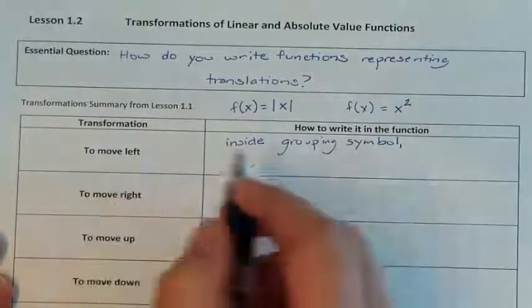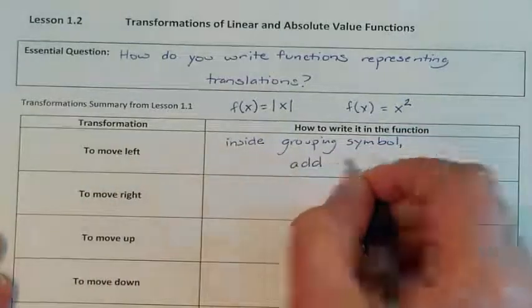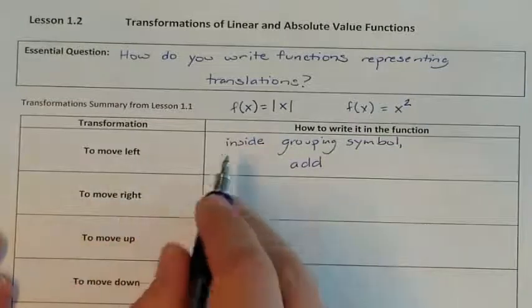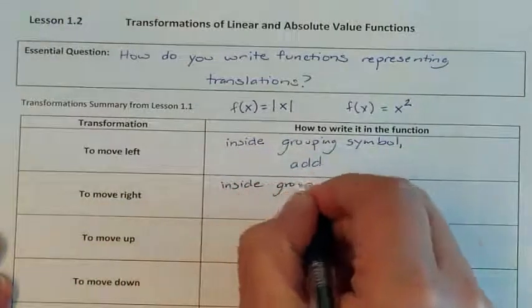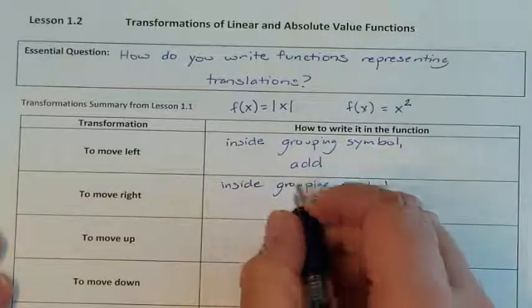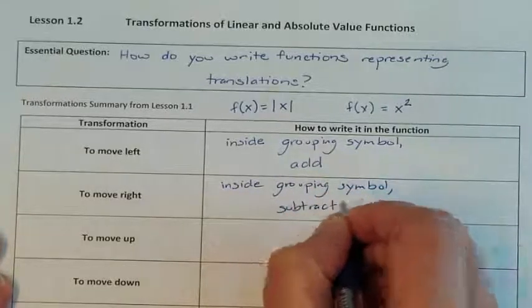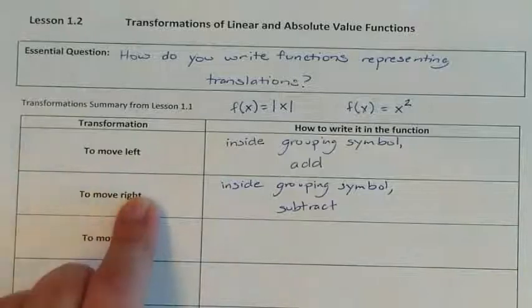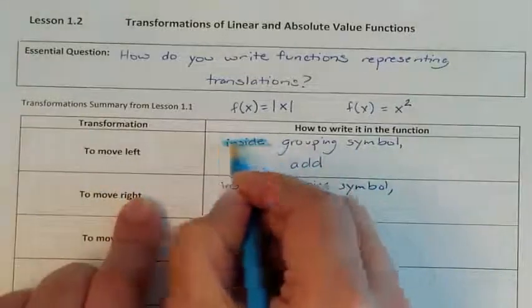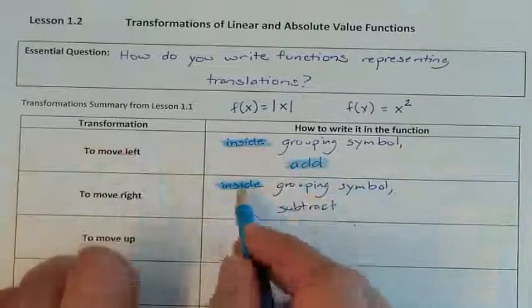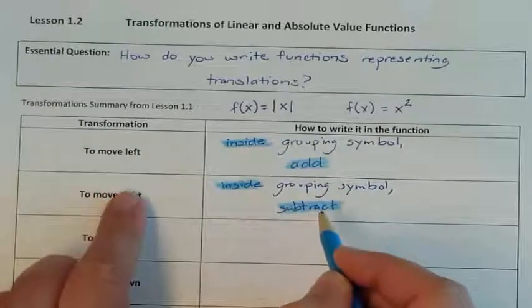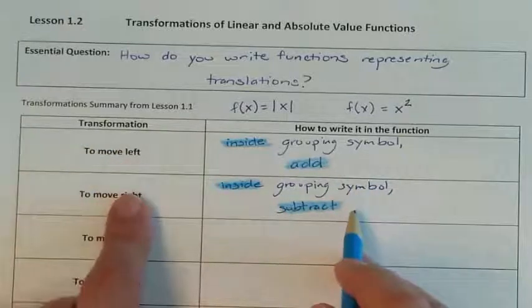And if I wanted to move to the left, you know that you had to add. If I was moving to the right, you know that it's still inside of the grouping symbol, but you know that you had to subtract. So left and right are both inside moves. If it's on the inside and adding, then I'm moving to the left. If it's on the inside and subtracting, then I'm moving to the right. We learned this in lesson 1.1.